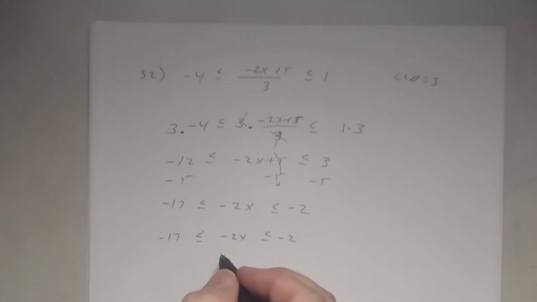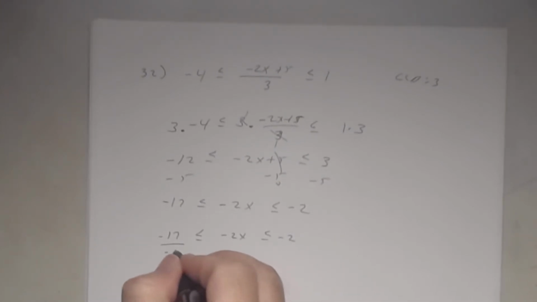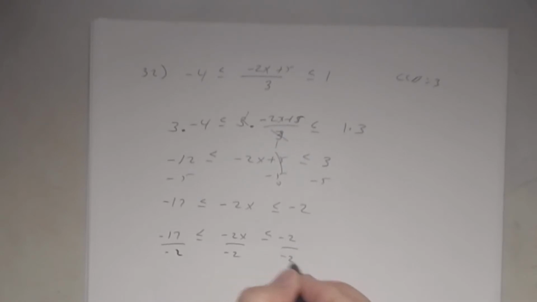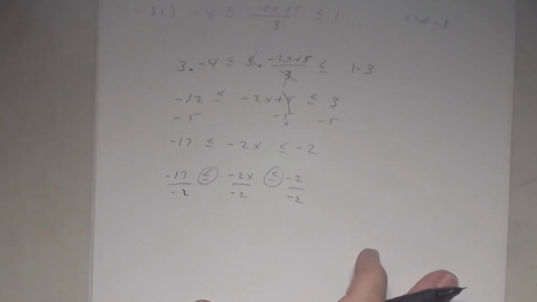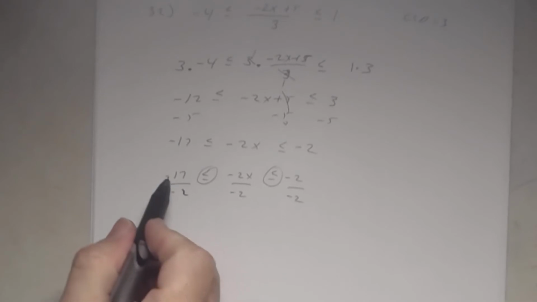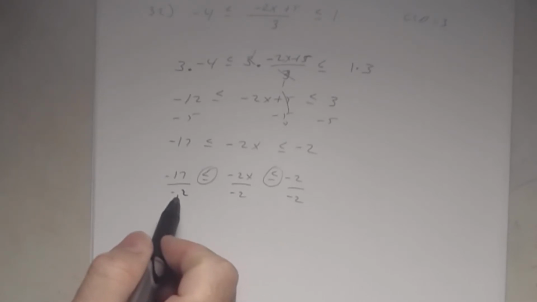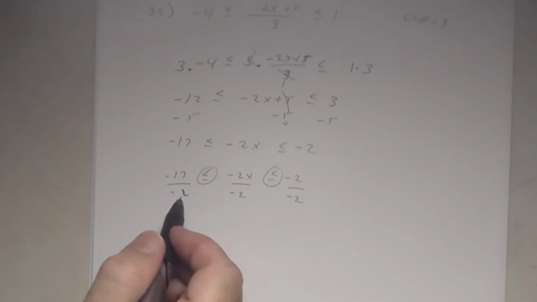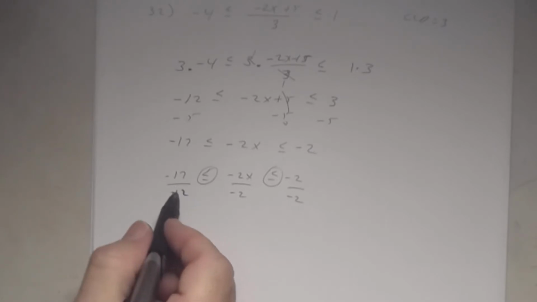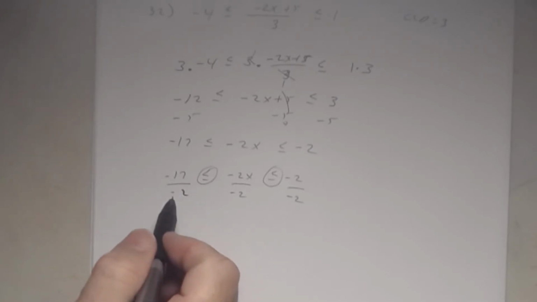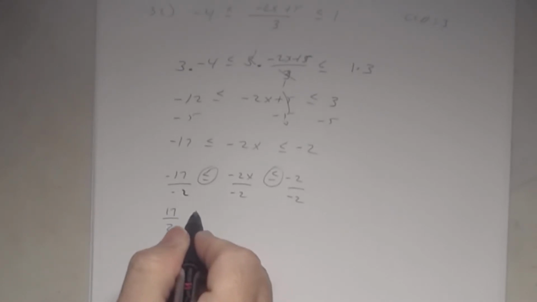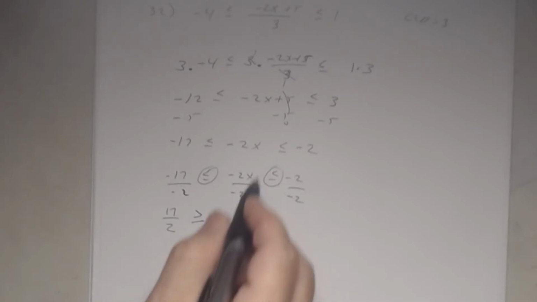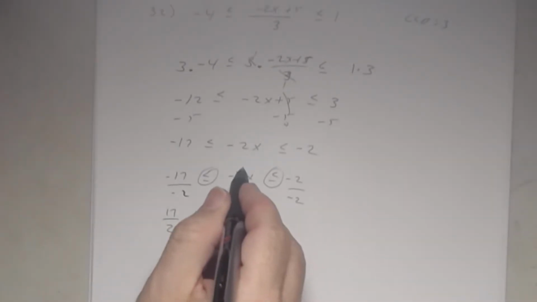I'm dividing by -2. Now remember, what else do I need to do? Reverse the equality symbol. So I'm going to circle these to remind me to do that. All right. So -17 divided by -2 is not a whole number, so you're going to leave it as a fraction. But remember, a negative divided by a negative is a positive. So that 17/2 is what? Greater than or equal to, and then -2 divided by -2 is 1.